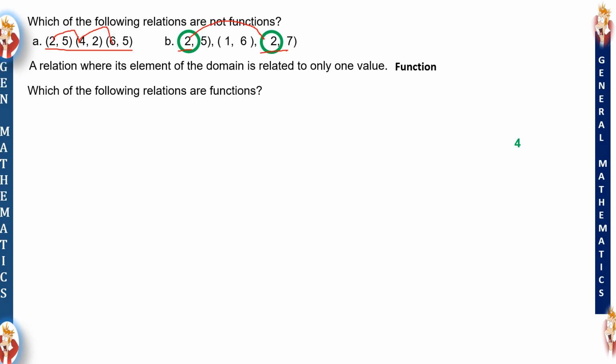Let's have number 3. Which of the following relations are functions? So sa choices natin, we have yung letter A and your letter B. So sa letter A, obviously, this is a function. This is a linear function. Wherein our letter B ay hindi po. Bakit? There's no constant number and the equation is not clear.